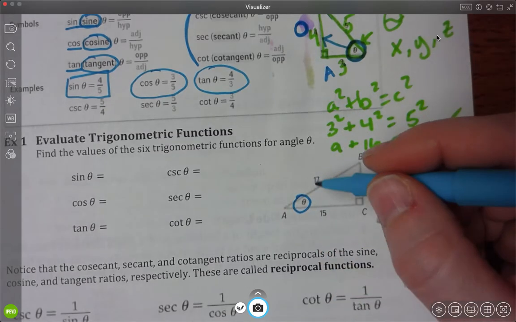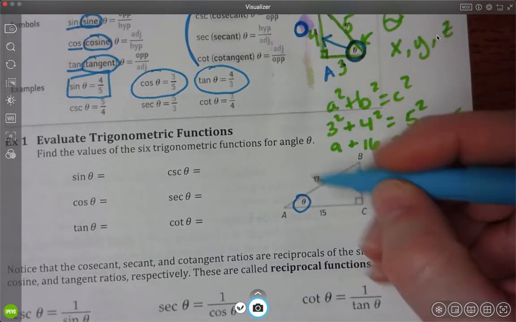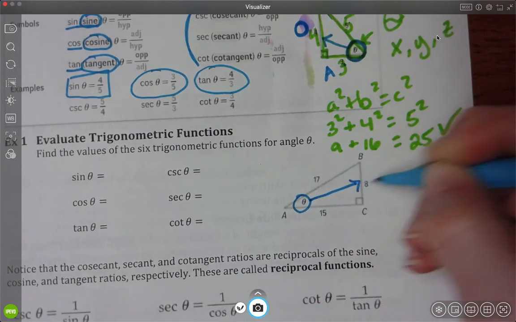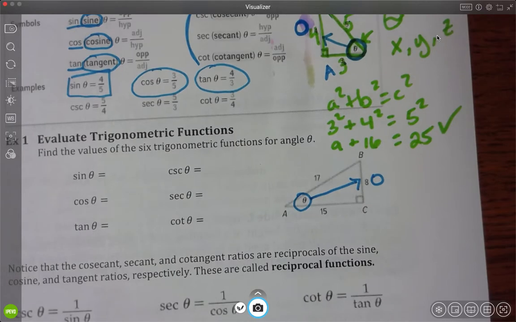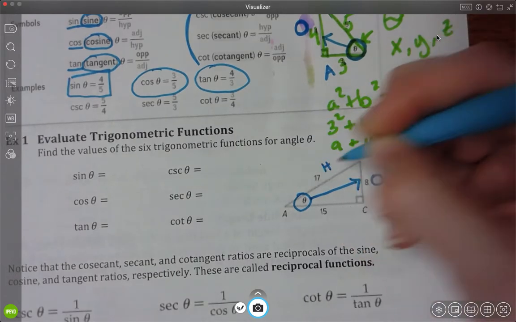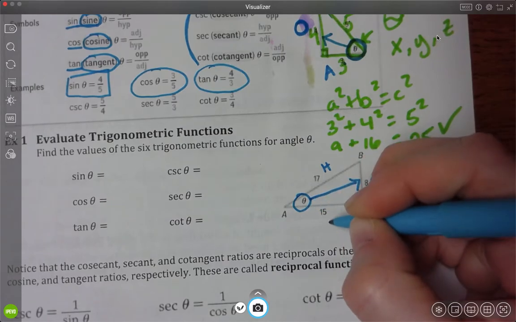Okay, so let's go ahead and just label these things. Okay, so think about which side would be the opposite side. Okay, the opposite one is going to be the one right here. I'm going to label it with an O. Okay, the hypotenuse is 17. The adjacent is the one right next to it, which is 15.